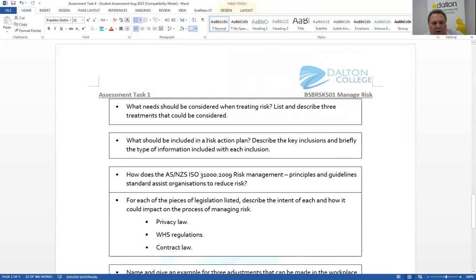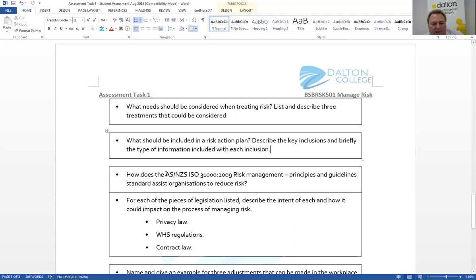What should be included in a risk action plan? We just saw that about 10 or 15 minutes ago in your assignment. I just showed you my sample copy version, so the information's in there. Describe the key inclusions and briefly the type of information included with each inclusion.